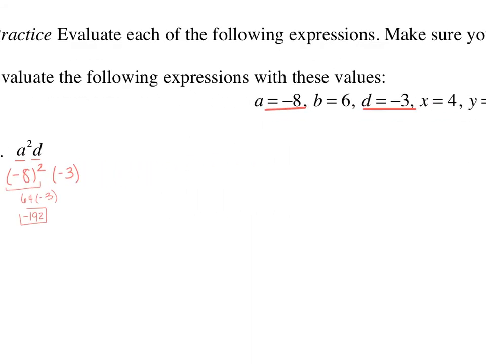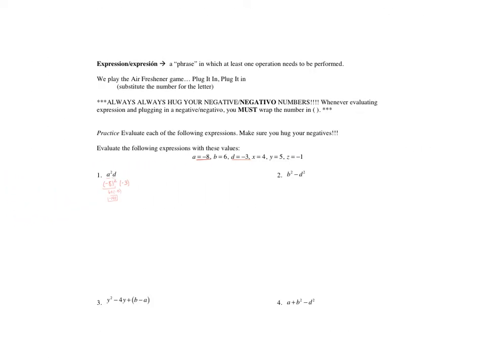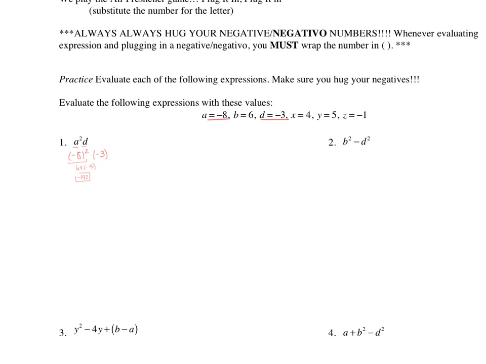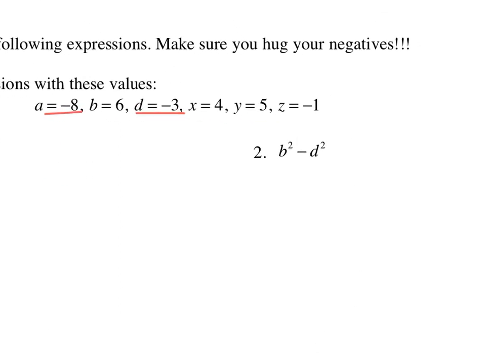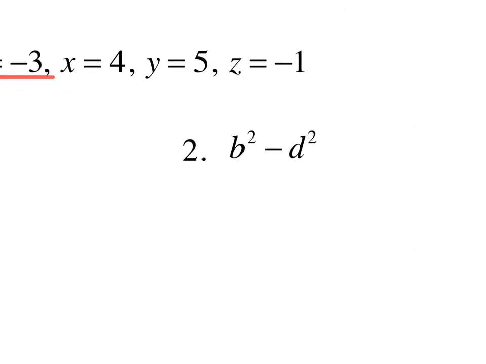So this is what you would see on a test. This is just to really make sure that you know how to evaluate an expression. Now let's go on to the next part. If you want, you can try this by yourself and sort of zone me out while this is playing. But now we have B squared minus D squared. So we still have a D value, but we're now plugging in B. If you look at the question, B is 6. So I'm going to plug in a 6 for B.